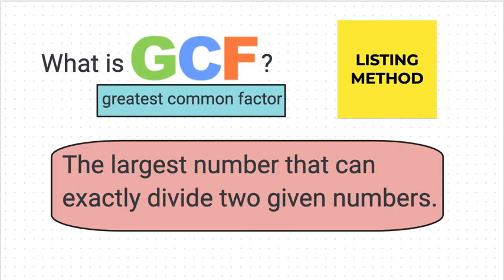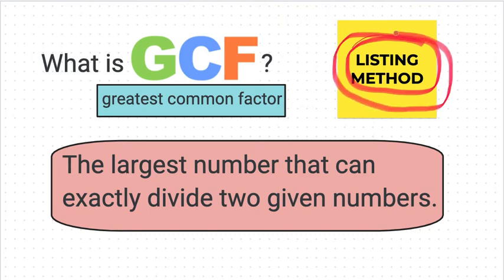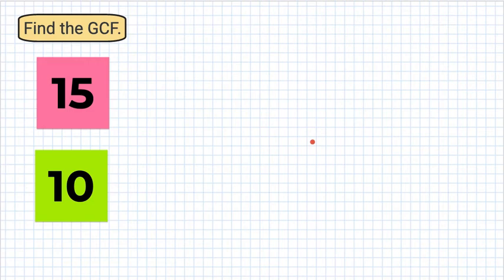That concept has something to do with our topic for today, and that is the greatest common factor using the listing method. So we will be getting the GCF of 2 or more numbers by using the listing method. Now, what is greatest common factor or GCF? It is the largest number that can exactly divide two given numbers. So we are getting the largest number that can exactly divide two given numbers.